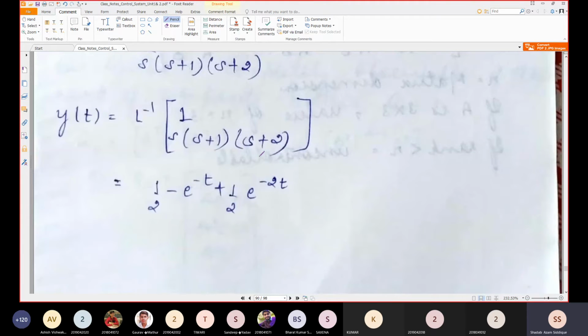I'll give you some hints, and within 1 or 2 days I'll try to give the assignment 3, that is basically based on unit 2, okay. So you try to solve that assignment and submit it before the deadline, and this time I will not extend the time, okay. So you should be conscious about this.